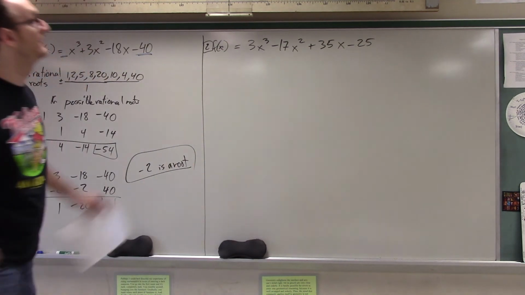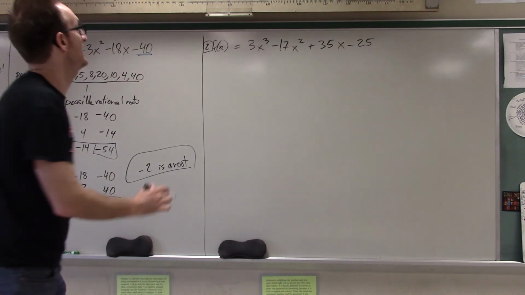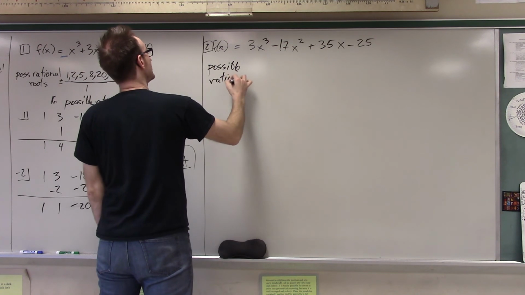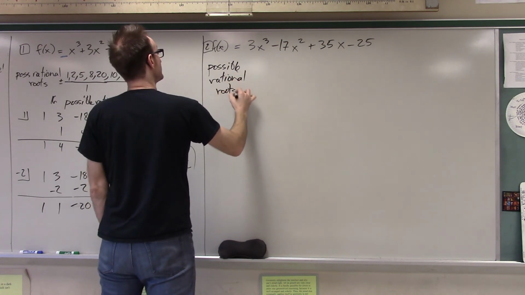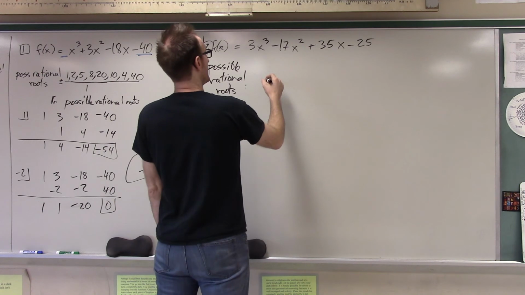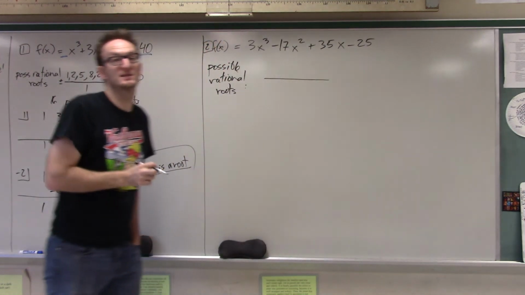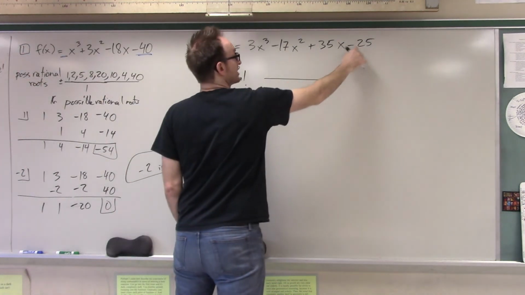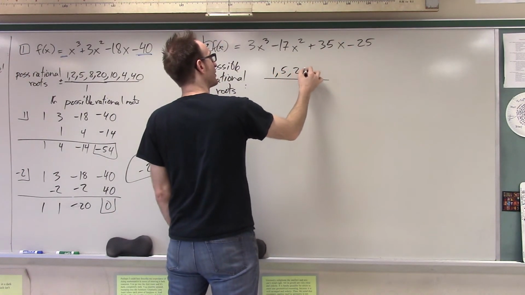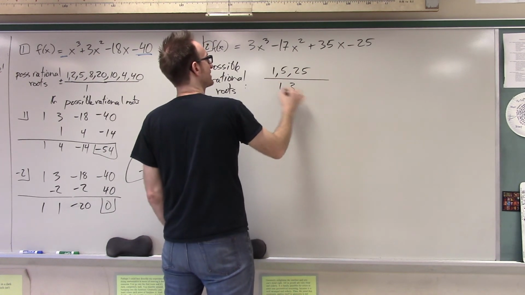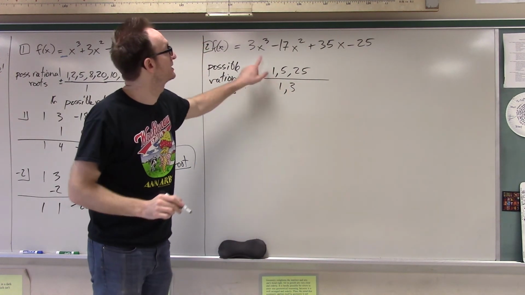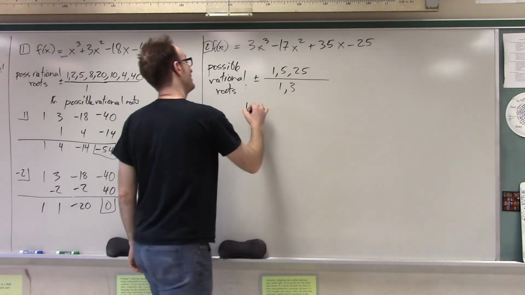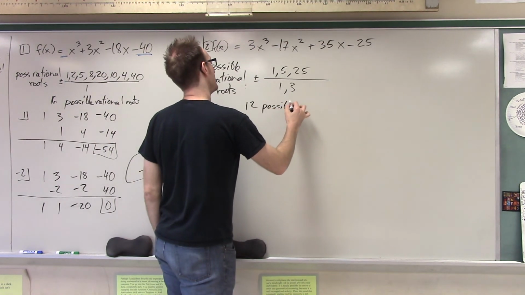And then, if you give me something more complicated like this, now I look at the possible rational roots here, and I see that the numerator must be a factor of the constant term, so that's 1, 5, 25, and the denominator must be a factor of 1 and 3. So I have 6 combinations, plus the negatives, so there are 12 possible roots.